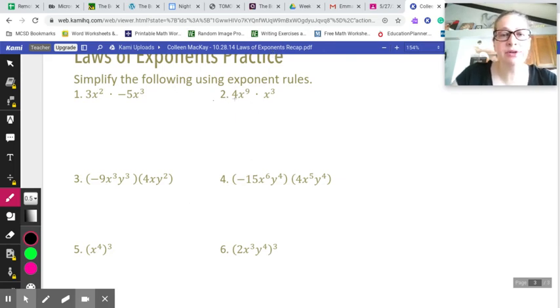Okay, so number 1 and 2 are both easy, but I'll do number 2. Number 2, so I'm going to do 4 times 1 because we know that there's a 1 here, which is 4. And when we're multiplying exponents, we know that we actually add them. So 9 plus 3 is 12.